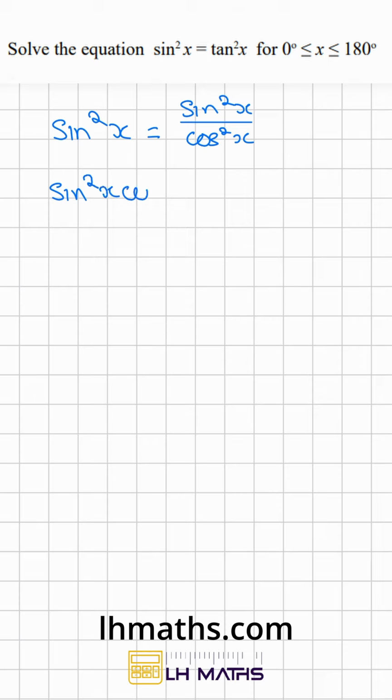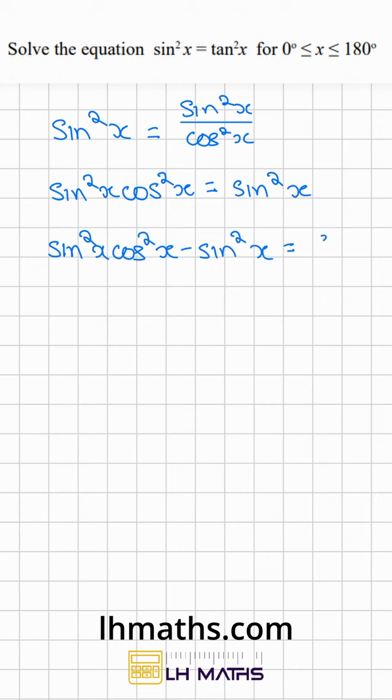Now we can multiply both sides by cosine²x, so you end up with sin²x cosine²x is equal to sin²x. Now we can bring that sin²x to the other side, so we have sin²x cosine²x minus sin²x is equal to 0.